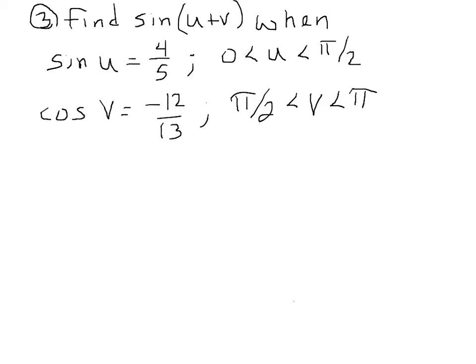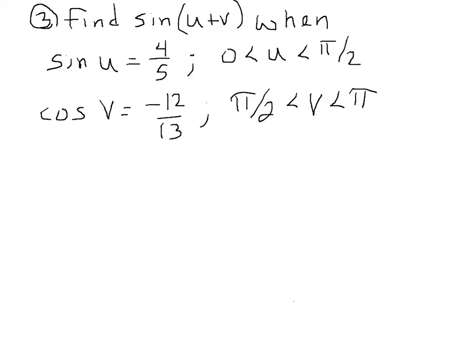Find the sine of u plus v when the sine of u is 4/5, and u is between 0 and pi over 2, so that's first quadrant, and the cosine of v equals negative 12/13, where v is between pi over 2 and pi, so that's in the third quadrant. Okay? So since I know the sine of a sum, I'm going to have the sine and the cosine for both of those.